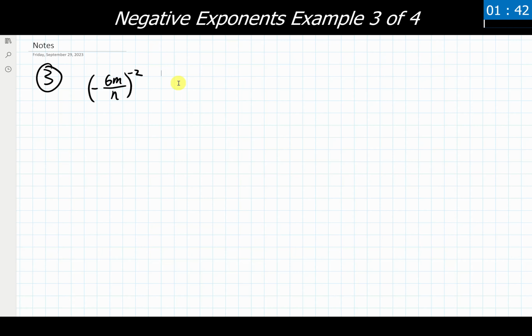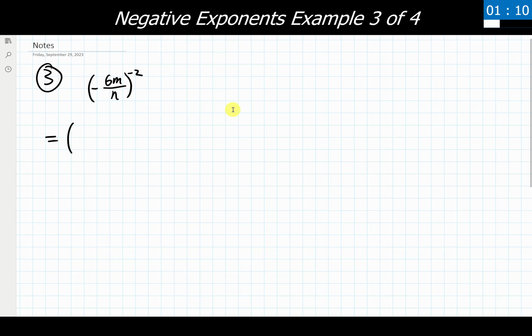For our third example, we are having a fraction inside of parentheses being raised to a negative exponent power. So I have the quantity negative 6m over n, all raised to the negative second power. Well, I'm going to apply the quotient to a negative exponent property, and that states that I'm going to take this fraction and flip where everything is in that fraction. That's the only thing that the negative in the exponent spot does.